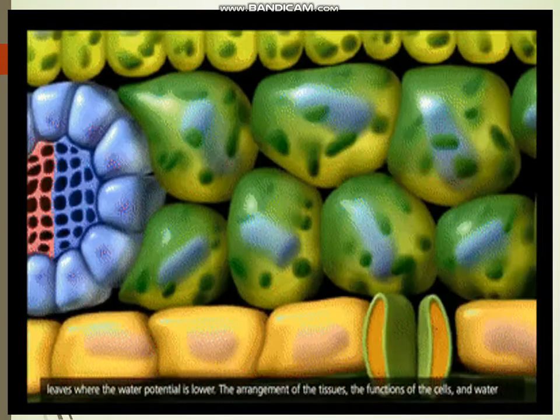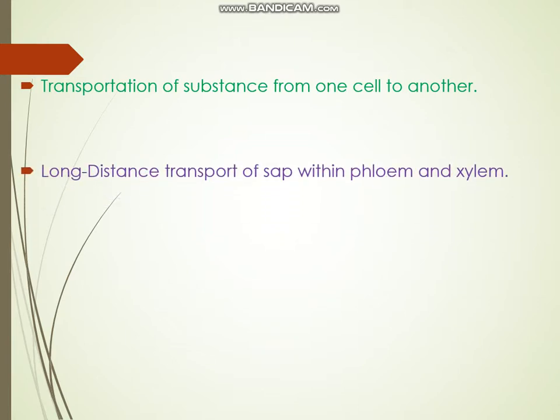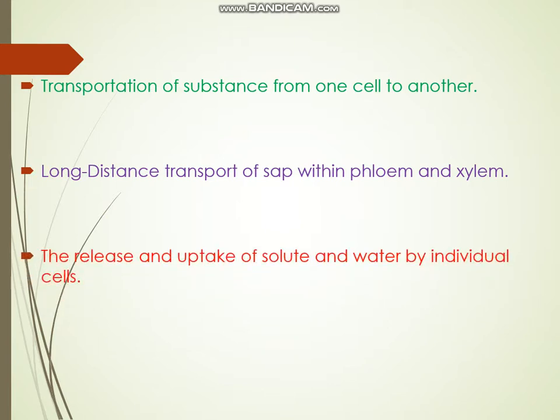Transportation occurs at three levels in plants: transportation of substances from one cell to another, long distance transport of sap with xylem and phloem, and the release and uptake of solutes and water by individual cells. Let us have a detailed look at the process of absorption and transportation in plants.